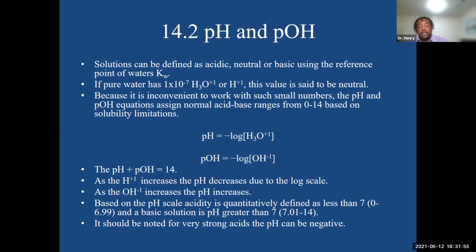So we know that all acids have a pH less than 7. So 6.99 and below is going to be an acid. A base is anything above 7. So 7.01 and above is considered basic. Strong acids are going to have negative pH values.